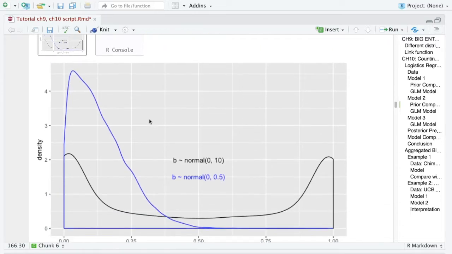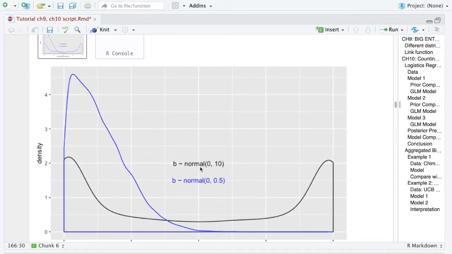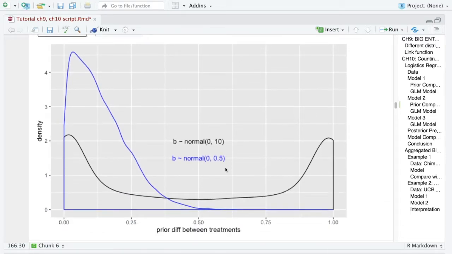You can see that if we set the prior distribution to normal 0, 10, the estimated difference between any two beta values will either be 0 or 1, which means one kind of treatment will result in no chimpanzees pulling left, and another treatment results in the chimpanzees always pulling left. But this is not the result we like.